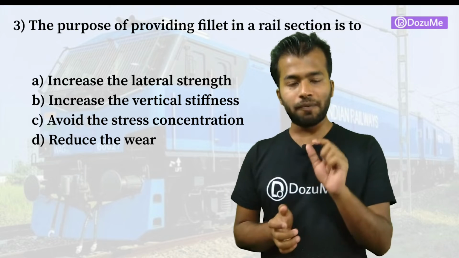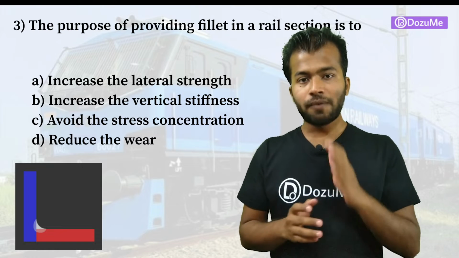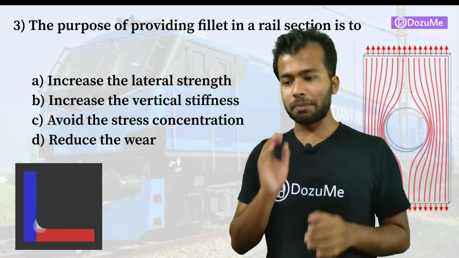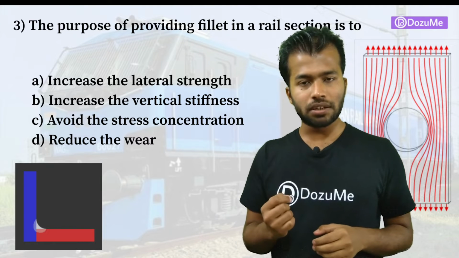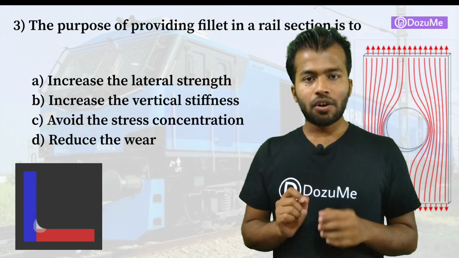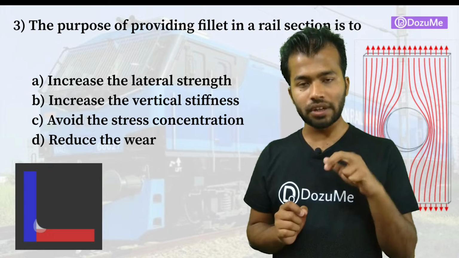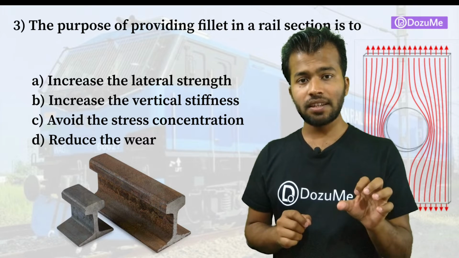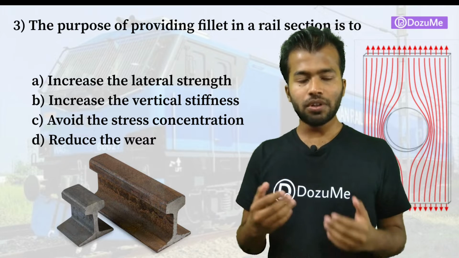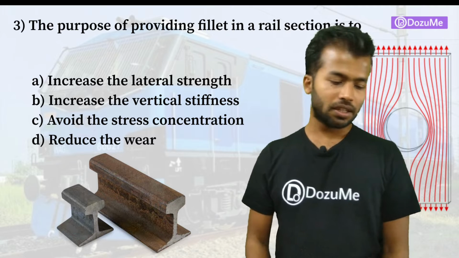Fillet, the word comes from fill. Fill means filling some extra material. For what? To resist the extra concentrated stress. What is concentrated stress? For some cause like an angular angle, a punch hole, or minor cracks on some area of a section, the stress is concentrated, the stress increased or raised. To counteract that stress, we have to provide some extra filling material to the particular section. So the fillet is used to avoid the stress concentration. Option C will be the correct answer.